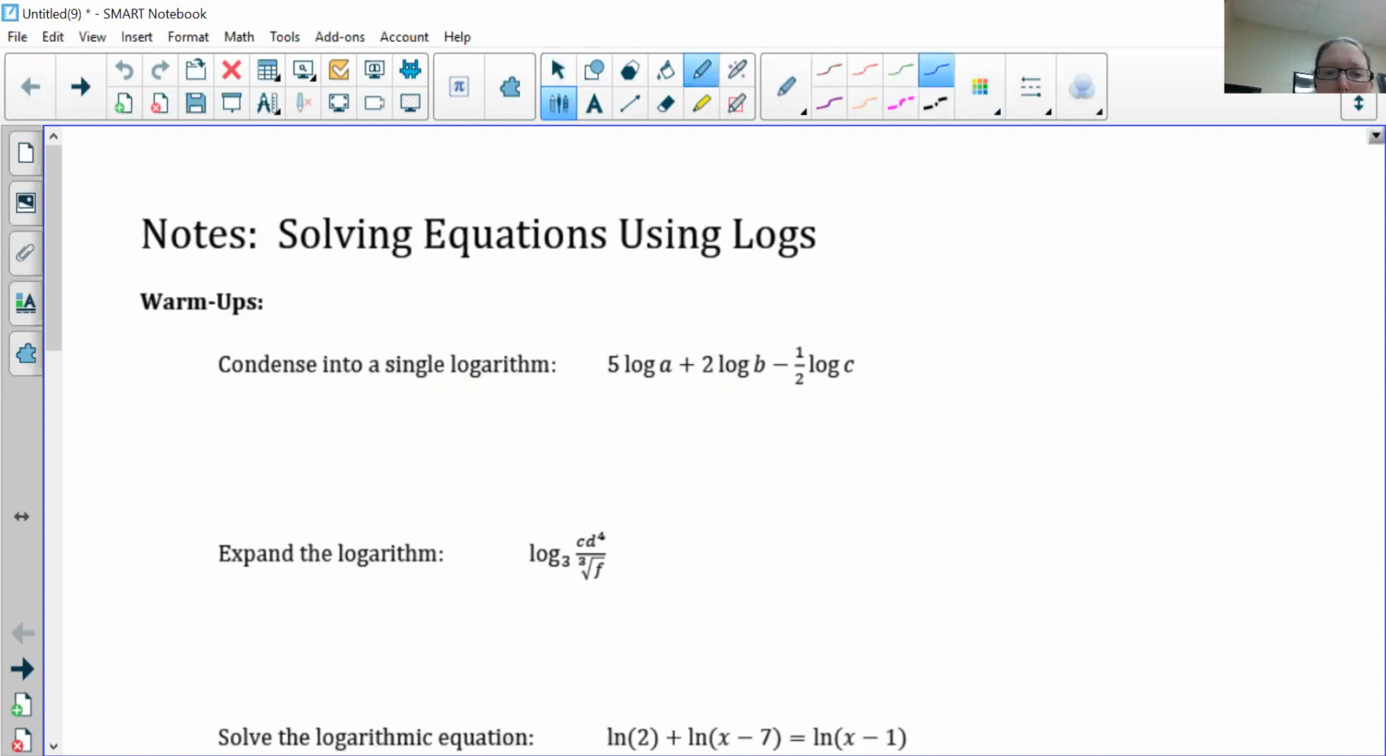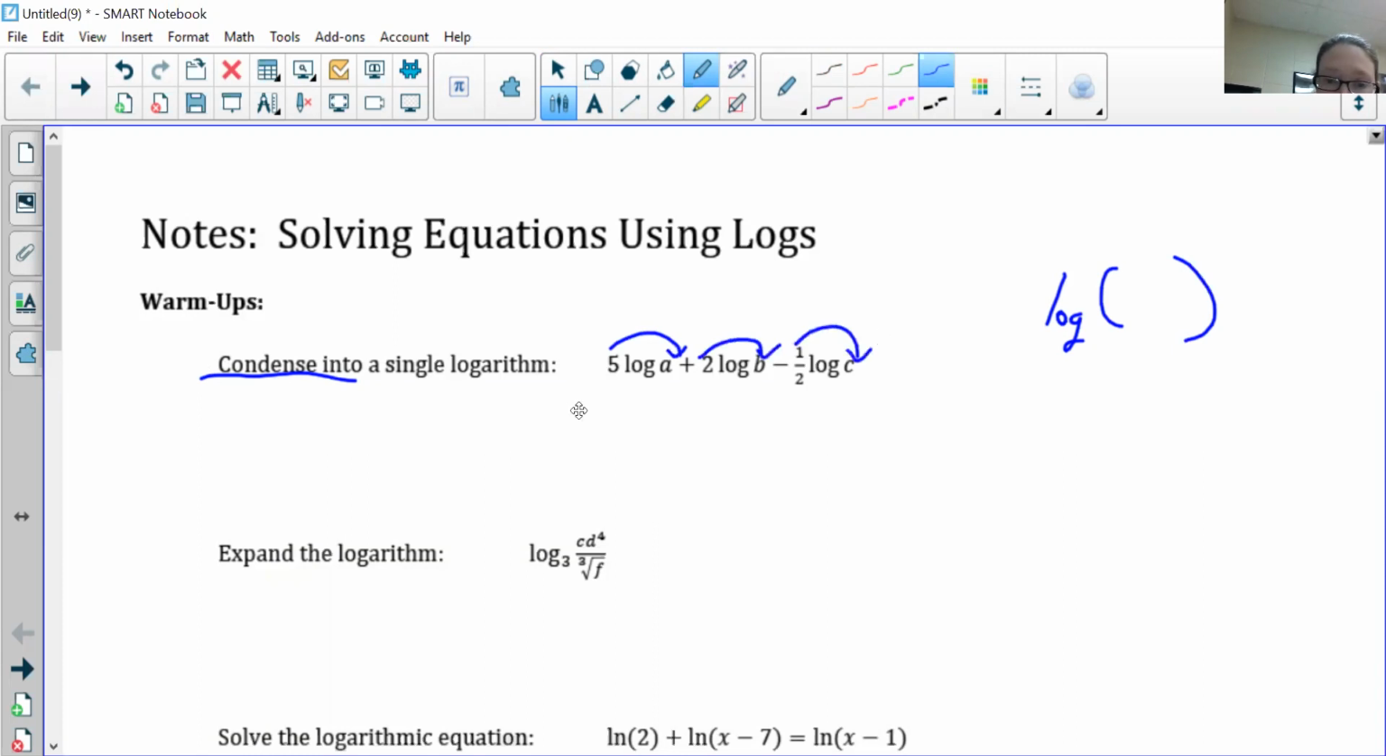Look at these warm-ups. Our first one says condense into a single logarithm. That means I'm going to end up at the end with just the word log and a whole bunch of stuff right here. Only one log though. All right, so let's work on condensing this. First, we're going to take our exponents. Remember, anything that's in the front is actually an exponent, and we're going to put it there.